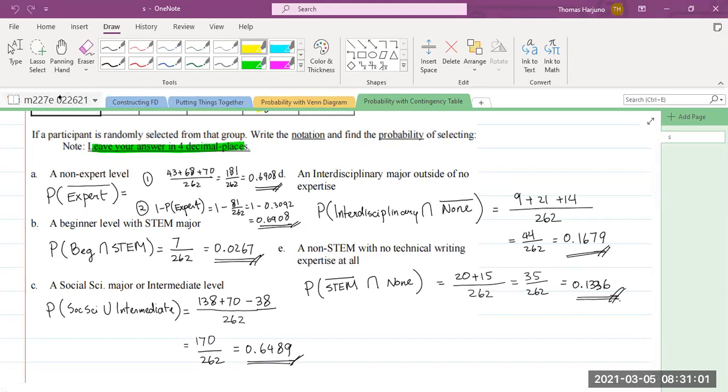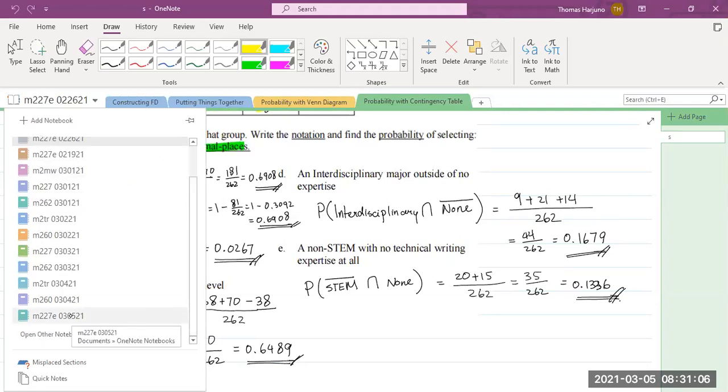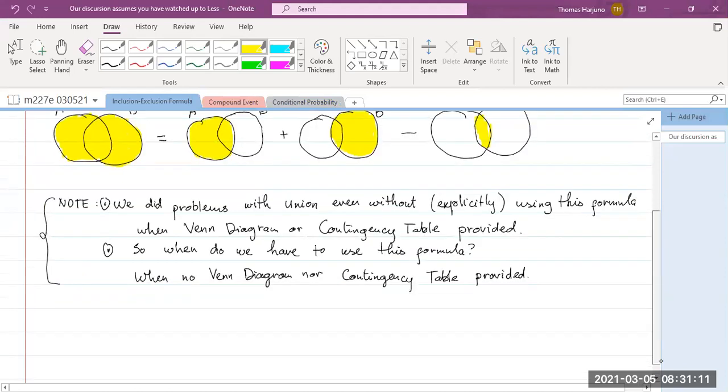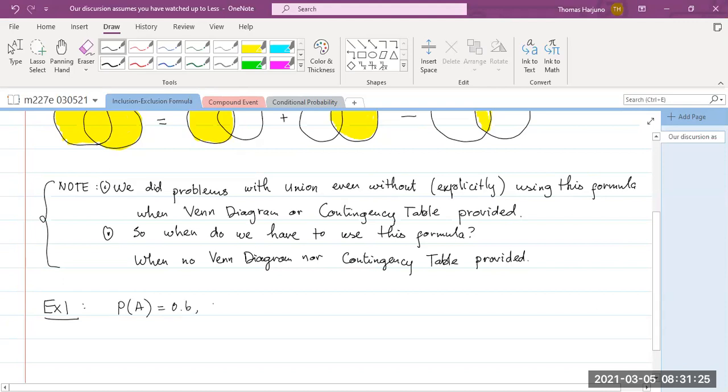Okay, so no need to use that formula if you already have the Venn diagram or contingency table, in which we actually have a much better visualization of how the data interact. But right now, if we don't have a Venn diagram or contingency table, then you may consider using this formula. Let's say, for example, an easy one first. Let's say probability of A equals 0.6, probability of B equals 0.7, and probability of the intersection is 0.5.